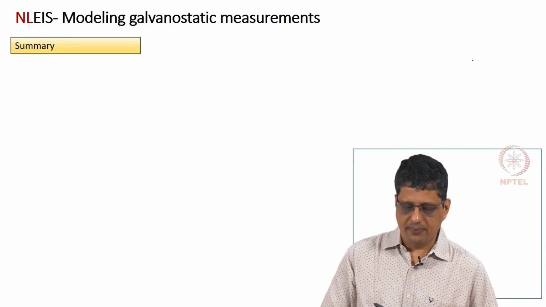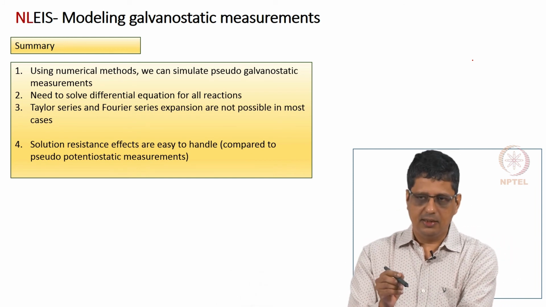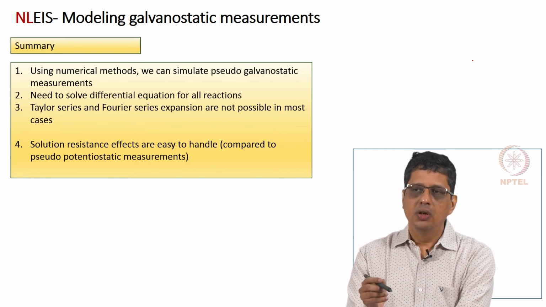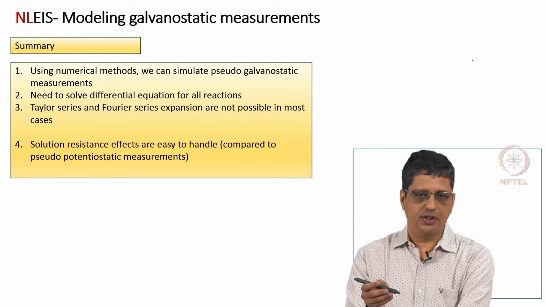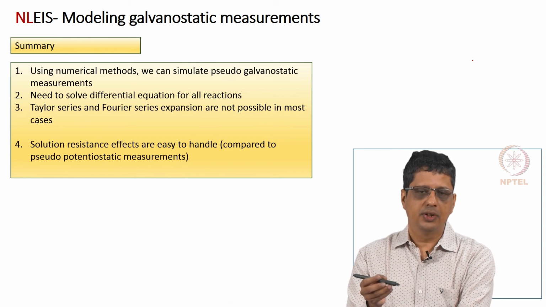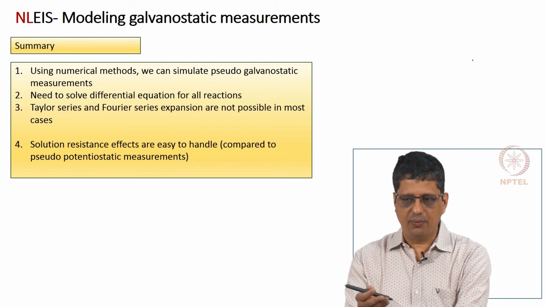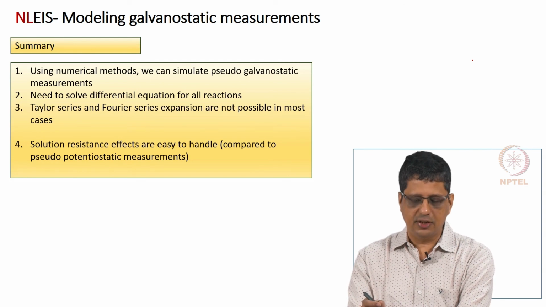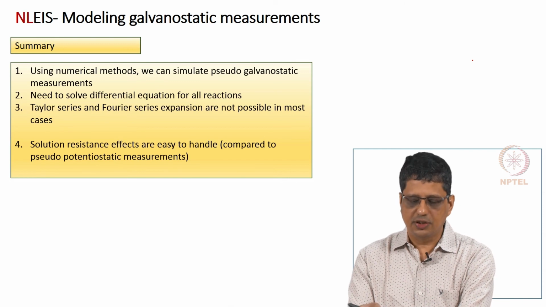So, in summary, using numerical method we can simulate pseudo potentiostatic experiments, we can also simulate pseudo galvanostatic experimental measurements. In case of potentiostatic measurements, if we have simple electron transfer reaction, we do not have a differential equation, at least for the cases we have seen till now. In case of pseudo galvanostatic measurement, you will have a differential equation to solve, but as long as you are using numerical method, it is quite possible to solve.